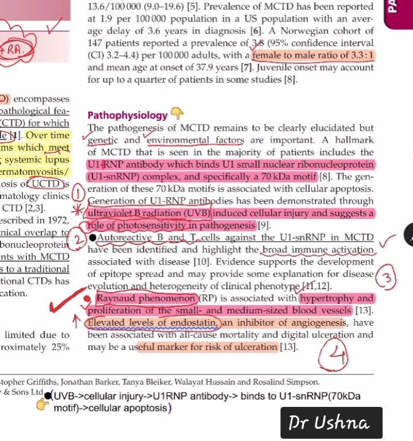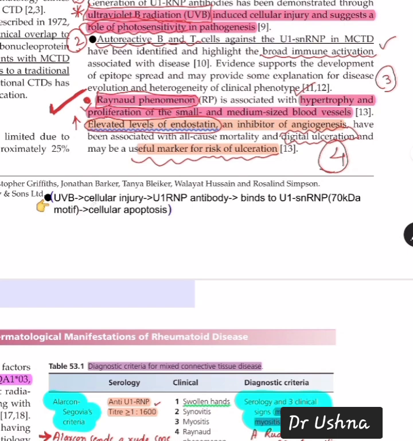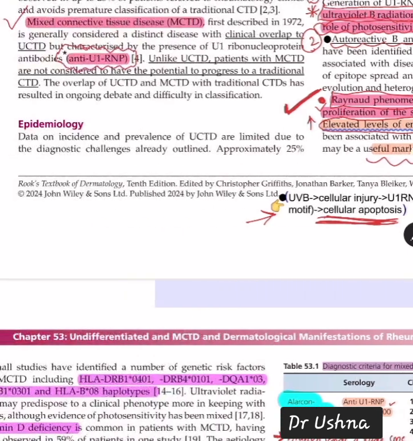Endostatin is basically the inhibitor of angiogenesis. When there is inhibition of angiogenesis, there will be increased risk of digital ulceration due to compromised blood supply and poor healing. So increased level of endostatin is a useful marker for the risk of ulceration. This is a simple summary of the pathogenesis. UVB triggers cellular injury, which is causing U1 RNP to be activated. It binds to the U1 small nuclear ribonucleoprotein 70 kilodalton motif, and there is cellular apoptosis. This is all the summary of the pathogenesis of MCTD patients.